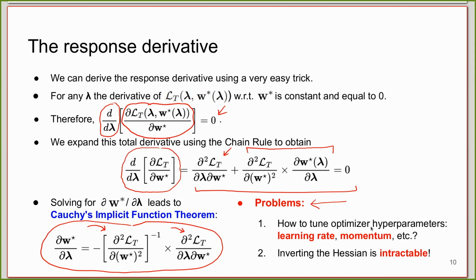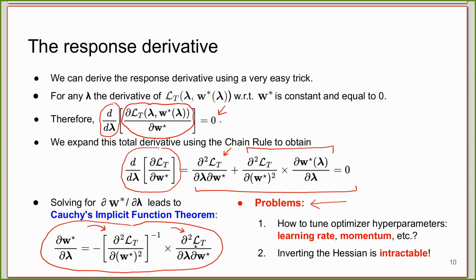So the other thing is, okay, that's very good, but what happens with the optimizer hyperparameters? Maybe you have learning rates. What is the gradient now with respect to the learning rates? Imagine you have a learning rate. Then here you have the Hessian of your training loss. That's fine. It's going to be some positive thing.